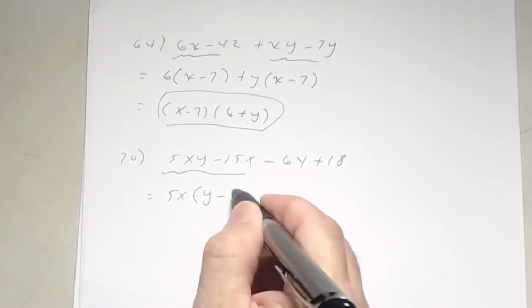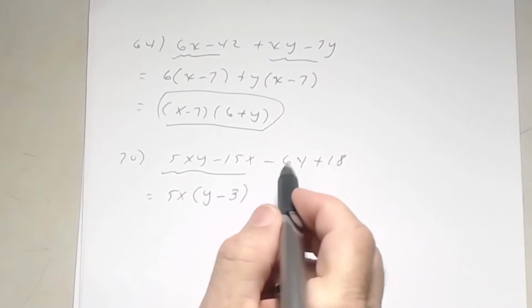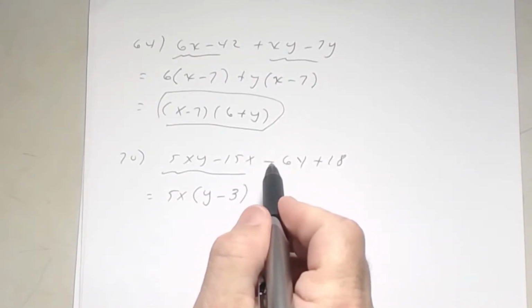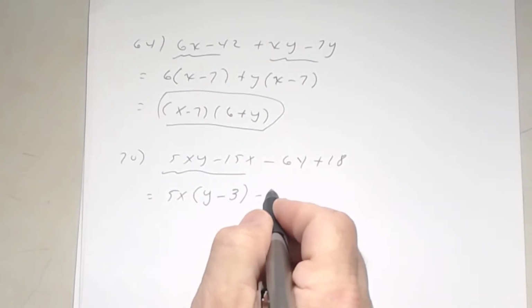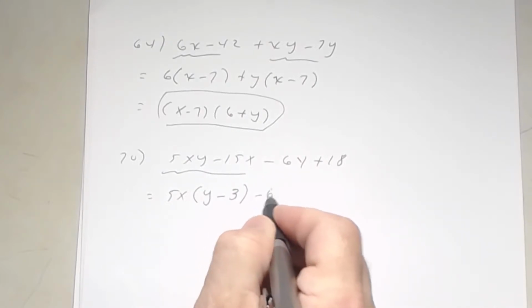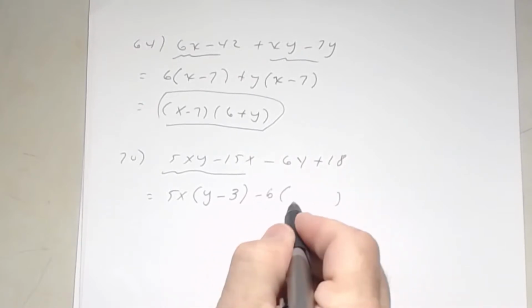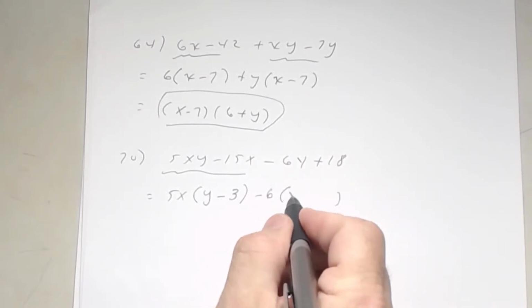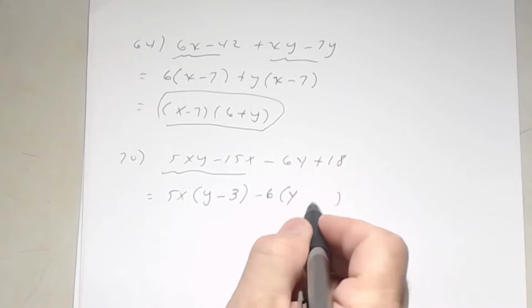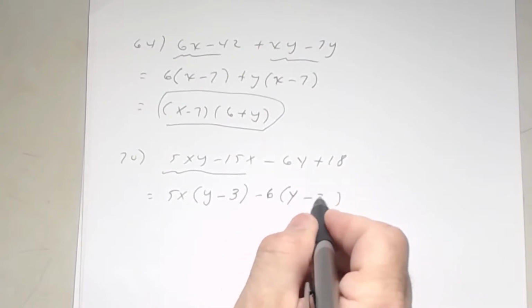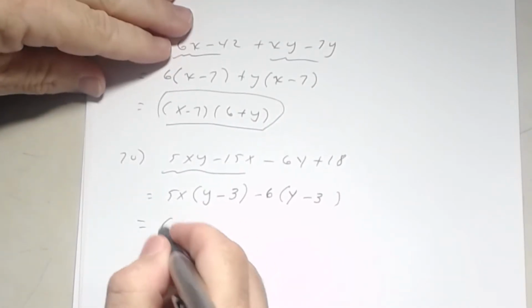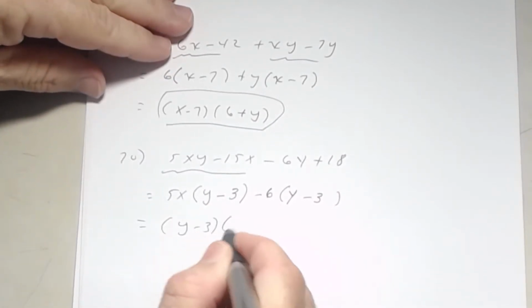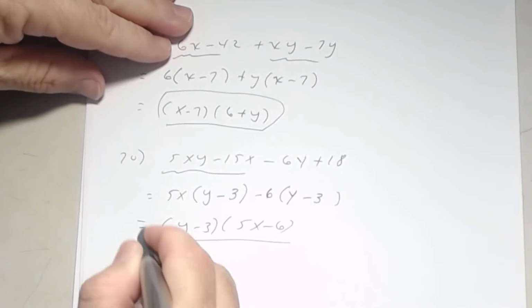Y minus 3. All right, now remember the middle sign here is negative, so I'm going to factor out a negative number. Negative what though? Negative 6. Negative 6 times what's a negative 6y? Y. Negative 6 times what's a positive 18? Minus 3. All right, and those two are the same in parentheses, right? So therefore, what's the answer? Y minus 3 times 5x minus 6.